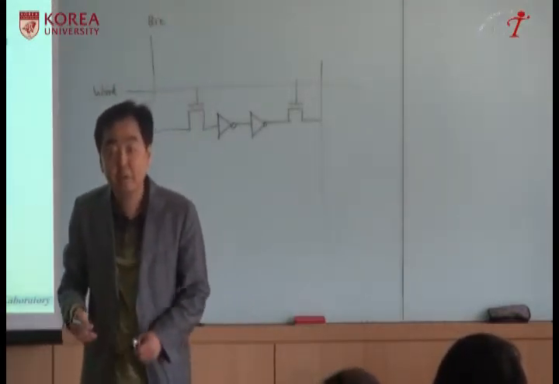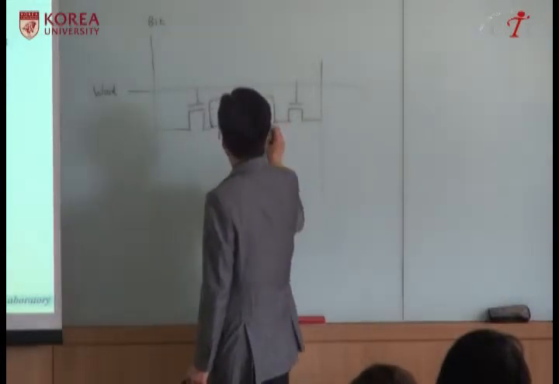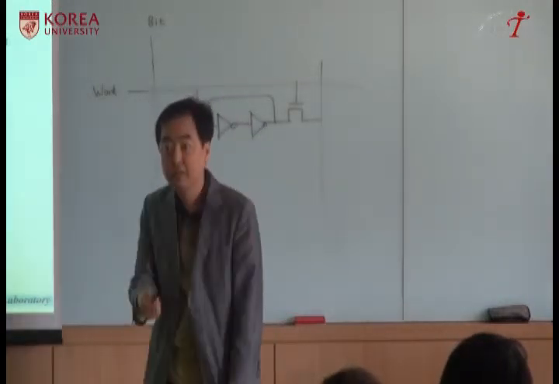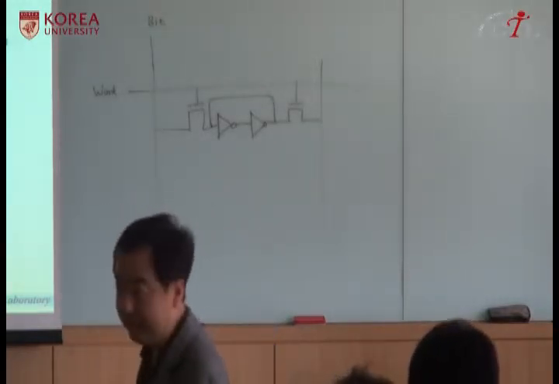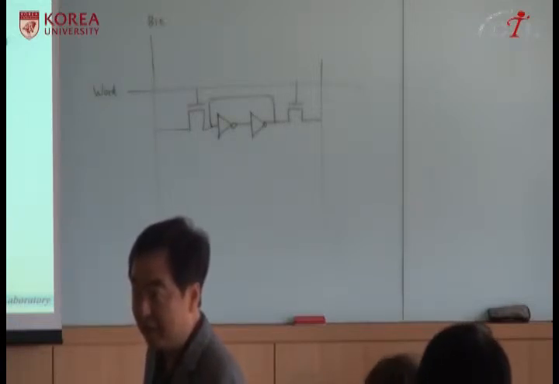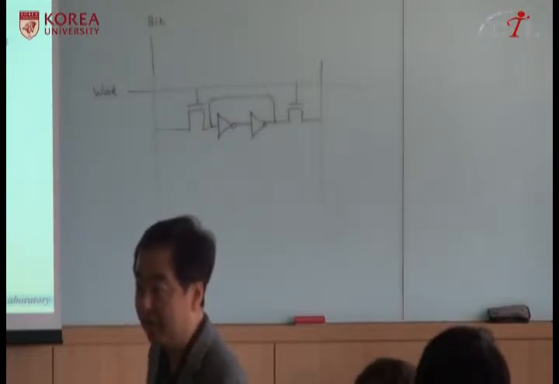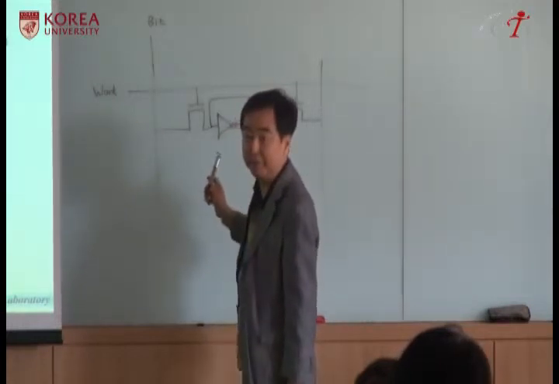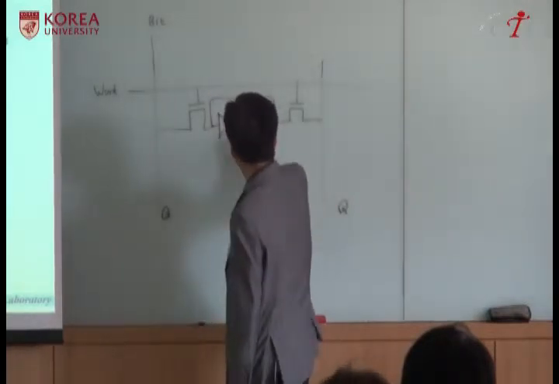Can you explain this operation? No? Okay. What is the function of this pass transistor? It's a MOS switch. What is the function of this switch? What is the gate? One is Q and Q bar, whatever. There is a loop, and one is reading Q. This might be Q and Q bar. I'm not sure about this.